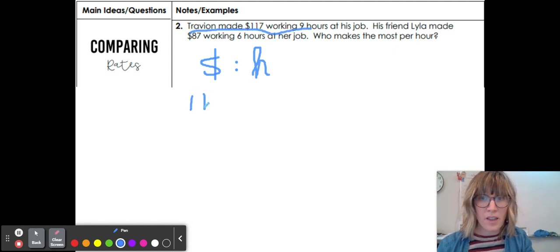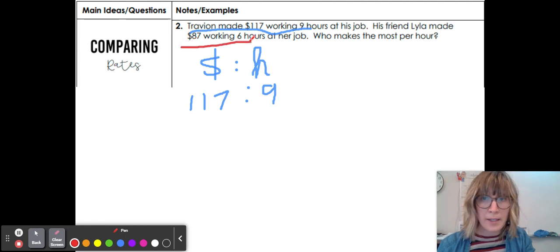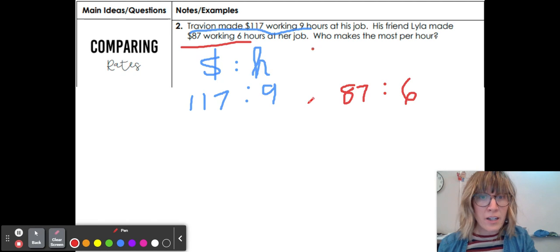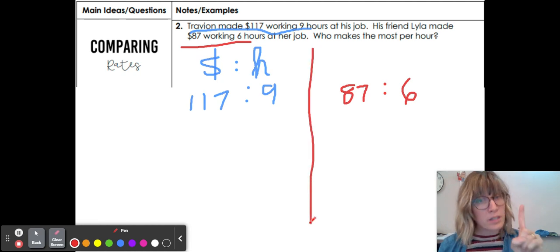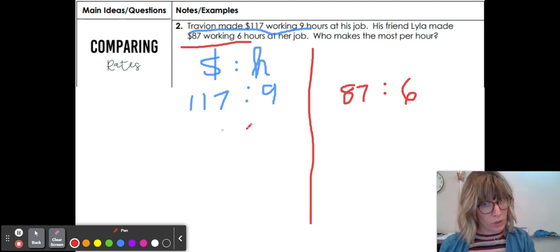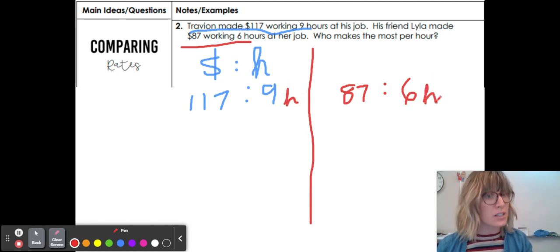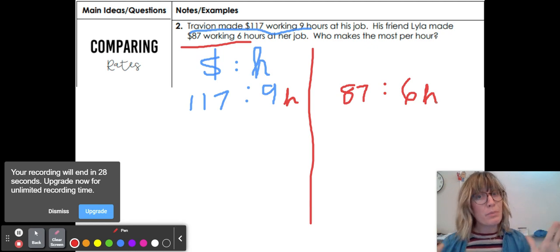So he is $117 in 9 hours. Whereas in red over here, we'll say Lila is still dollars per hour. We're going to say she's $87 per 6 hours. So you want to compare them by getting them down to their unit rate per 1 hour. So in order to do that, you want to divide both of your hours by itself to get it to one, remembering to do the same thing to both sides.